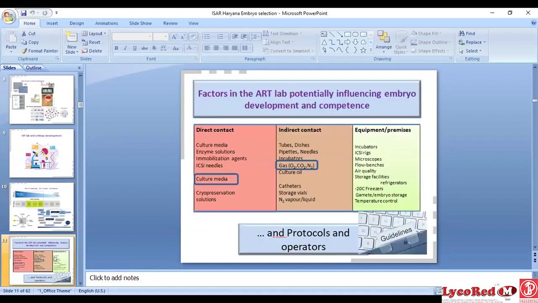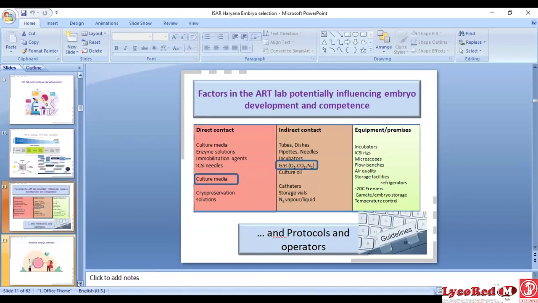I like this slide and I use it in most of my presentations. These are a few lab factors which come into direct contact with the gamete or embryo. I have divided them into three parts: direct contact, indirect contact, and the equipment we are using in the lab for the development of an embryo. In direct contact: culture media, ICSI needles, and cryopreservation media. Indirect contact: gas, pipes, tubes, and whatever catheters we are using. And all the equipment we use in the IVF lab has to be properly maintained.